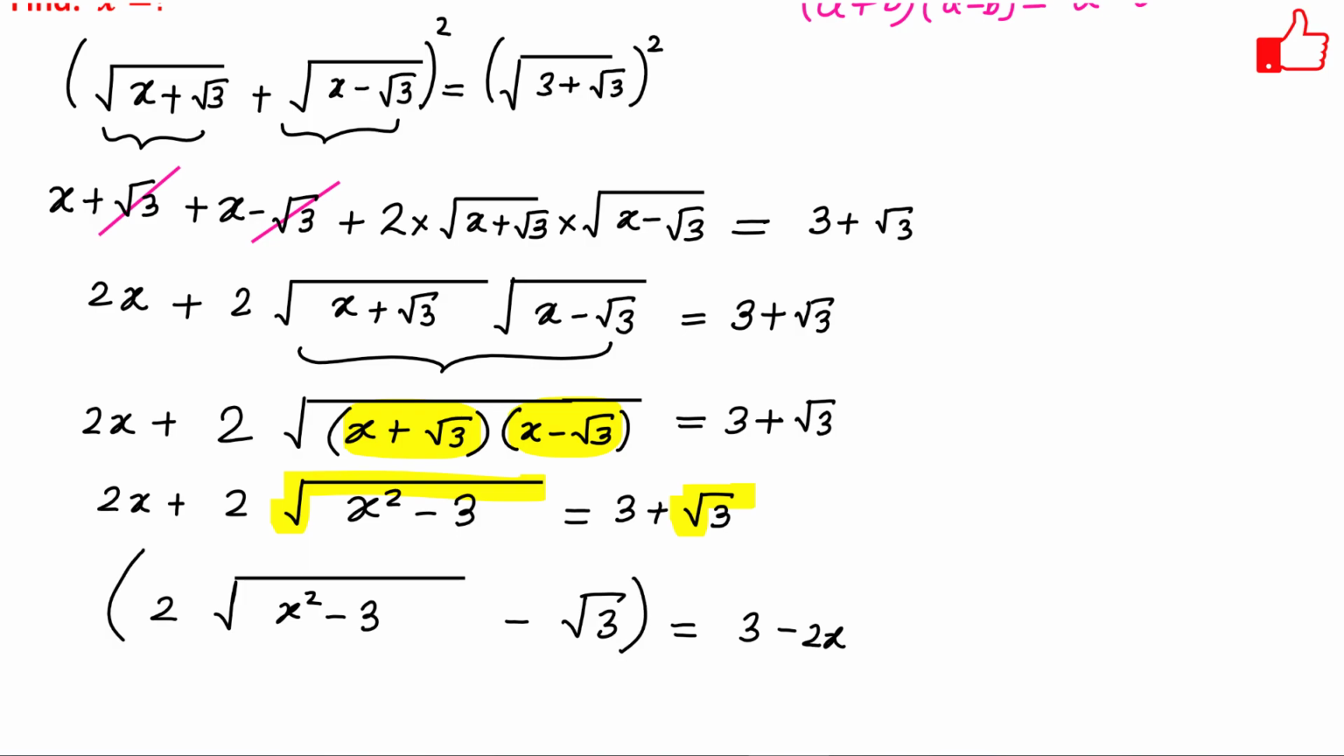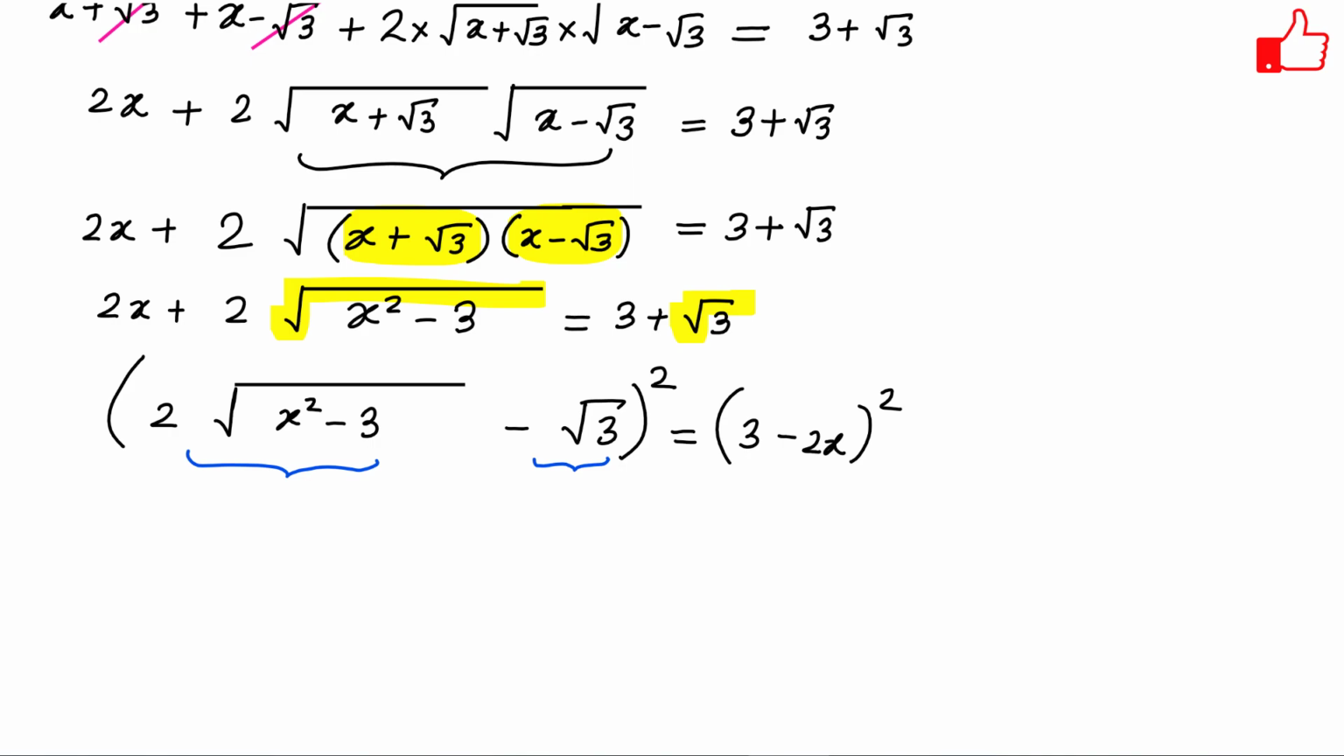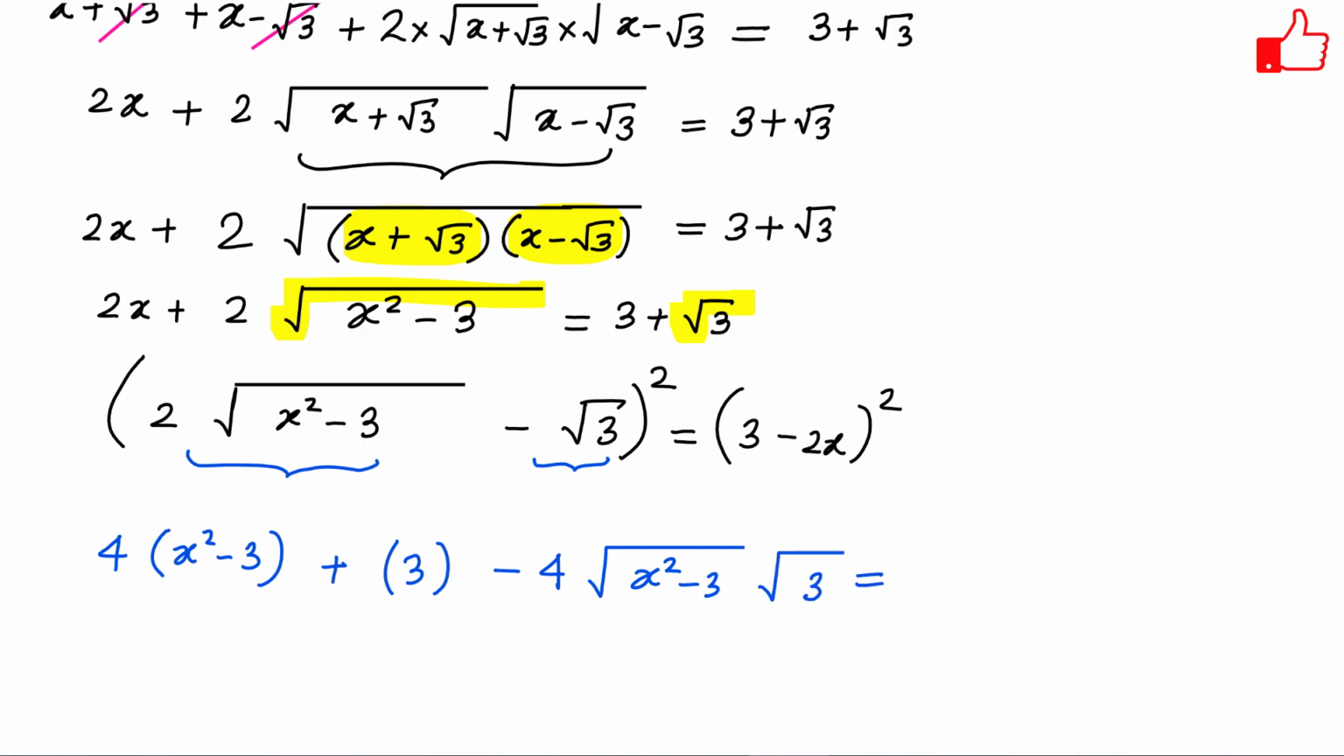Now, let us square once again. So now this is nothing but a minus b whole square. This is a and this is b. So this is a square plus b square minus 2ab. So a square will be 4 times (x square minus 3) and b square will be simply 3, and this minus 2ab. So 2 times 2, 4, and this is square root of (x square minus 3) times root 3, and this side you will have 9 plus 4x square minus 12x.